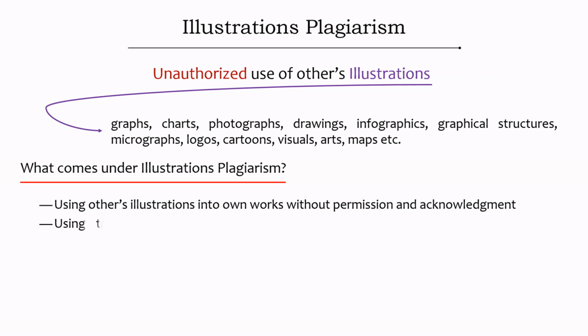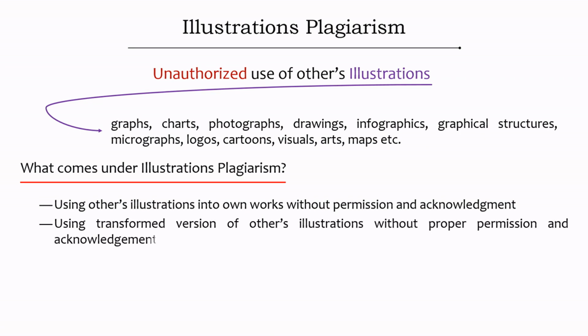Next one is using transformed version of others' illustrations without proper permission and acknowledgement. Sometimes, plagiarists modify the original illustrations in terms of color grading, alignment, clarity, etc. without any permission. As a result, such work falls under plagiarism. Whenever you modify anything in original illustrations, you need necessary permission. Without permission, if you transform the original illustrations, it comes under plagiarism.